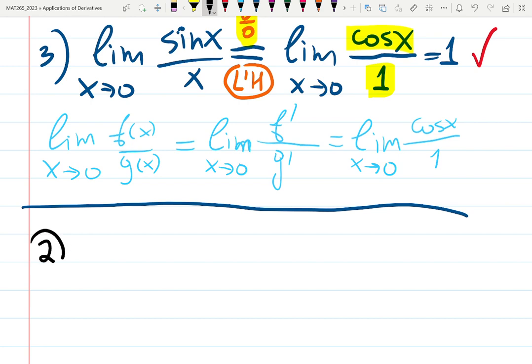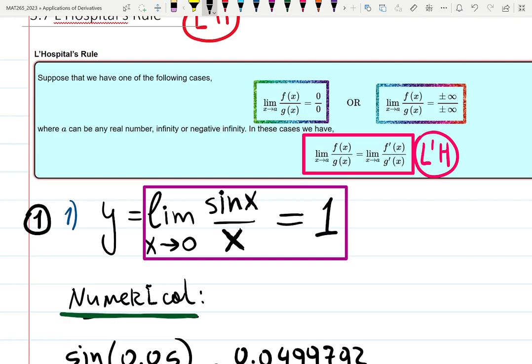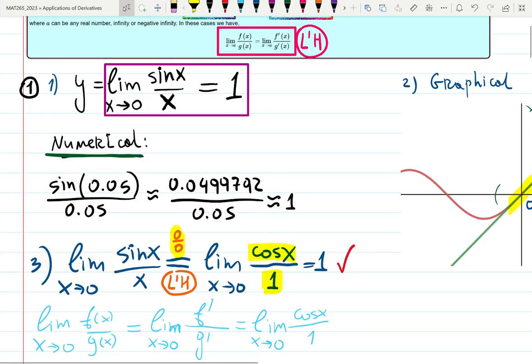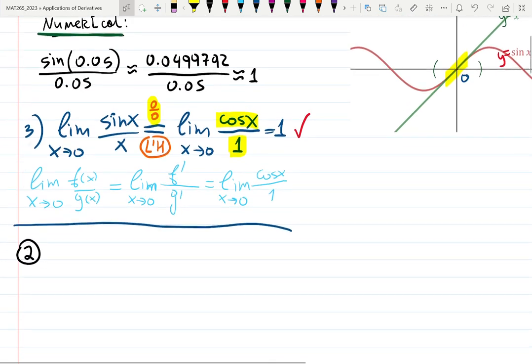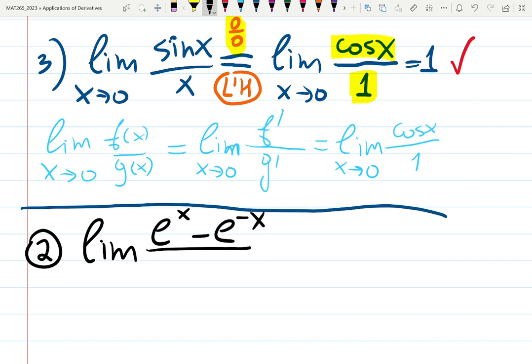Example number 2. So example number 1 just had 3 different ways of solving it. We did numerically, just plug in some number close to 0. Graphically, we checked the ratio, and we found slopes of those ratios. But slopes are derivatives, so L'Hopital's rule is the best one. Let's do more. Limit of, now we can be working with lots of ratios, e to the x minus e to the minus x over 2 sine x, as x goes to 0.